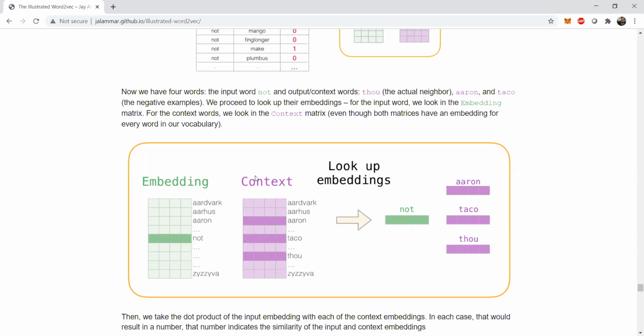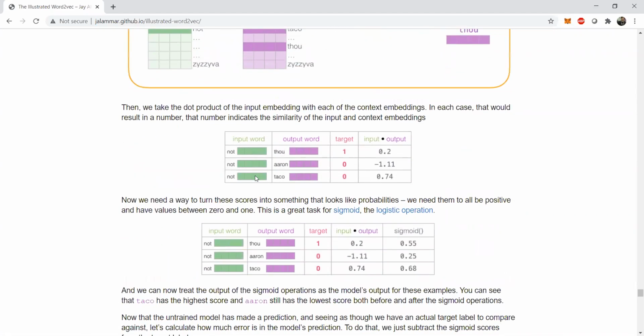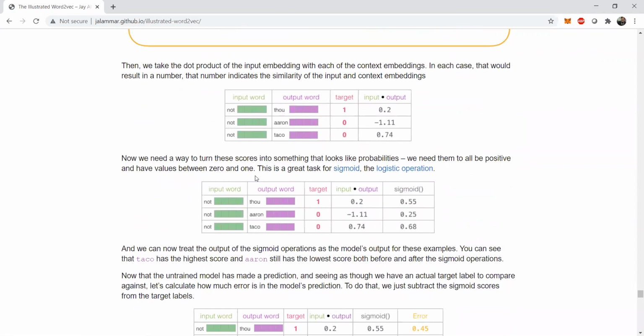But we are using the embedding matrix and we are using the context matrix to look if they are matching. To look if they are matching, that means we are having a mapping from one embedding matrix to the other embedding matrix. This is how word2vec was trained, and by this we can identify that Aaron and taco are negative samples. Now the next step is to take a dot product of this.